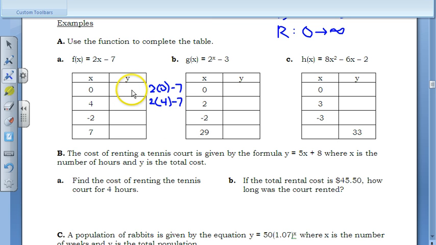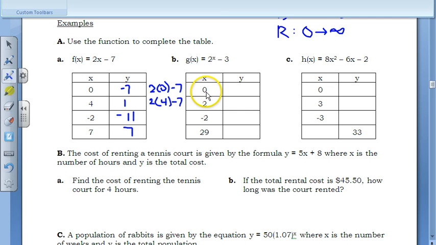So 2 times 0 minus 7 is negative 7. 2 times 4 minus 7 is 1. 2 times negative 2 minus 7. 2 times 7 minus 7. If you know how to use and have a graphing calculator, you can also put these values in the tables and get your answers. But without one, this is the fastest way to do it.